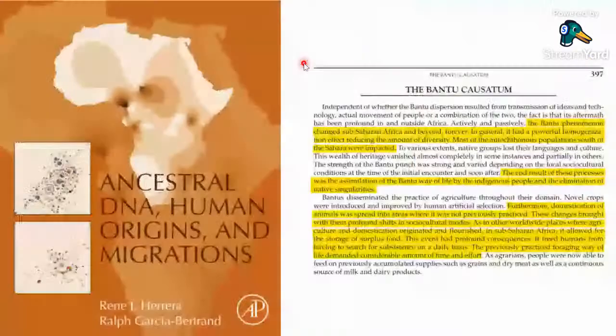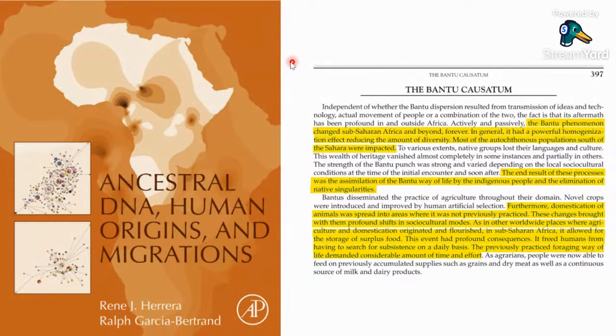Continuing on, ancestral DNA, human origins, and migrations. Source to the left, we're going to start right here at the highlighted. Matter of fact, we're going to read this whole page. It says, independent of whether the Bantu dispersion resulted from transmission of ideas and technology, actual movement of people, or a combination of the two, the fact is that the aftermath has been profound in and outside of Africa. Actively and passively, the Bantu phenomenon changed sub-Saharan Africa and beyond forever.